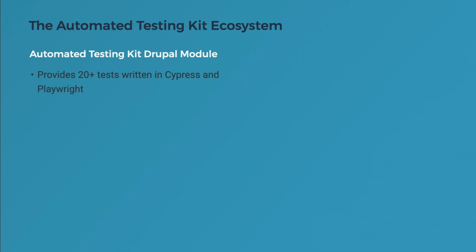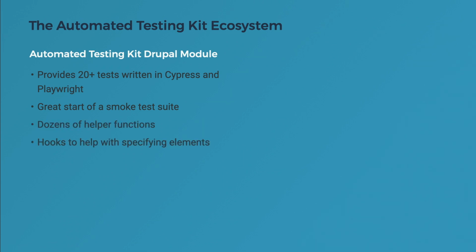So first of all, you get the Drupal module itself. And that provides currently 20 tests written in Cypress and Playwright. And it's a great start for a smoke test suite. You're still going to probably want to customize them because every site seems to change something, right? Dozens of helper functions, like I said, and it has hooks to help specify elements.